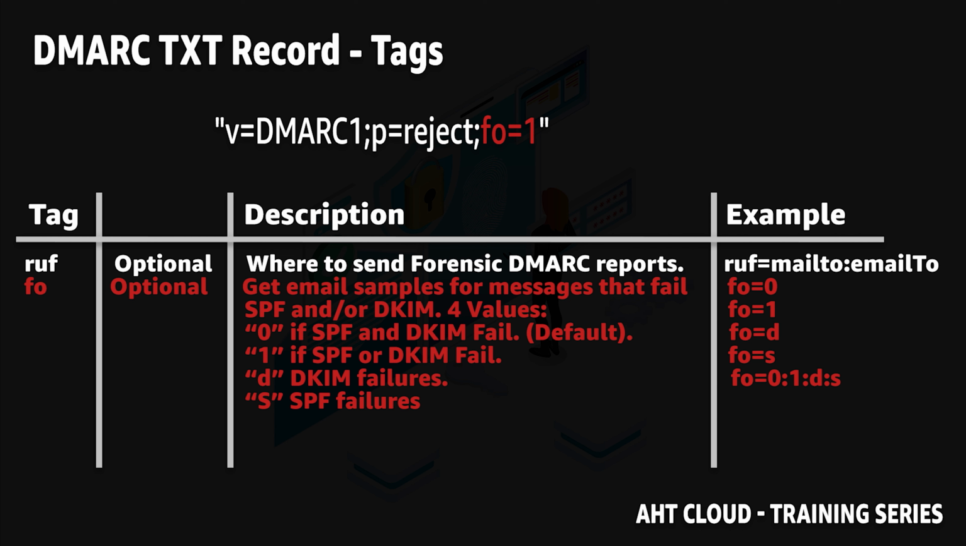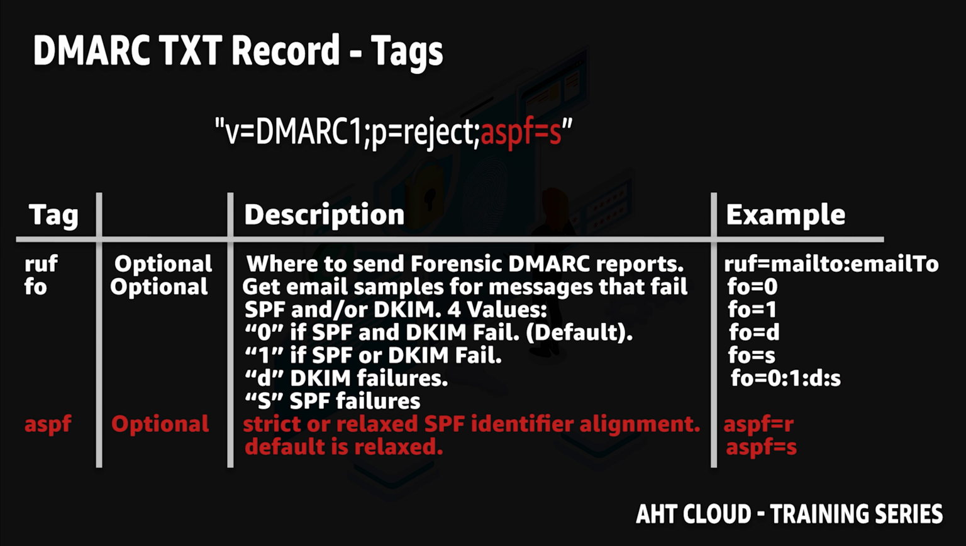The third option is the D value, which basically generates reports only if your DMARC failed. Then you have the S value, which generates reports if your SPF fails. You can specify multiple values by separating them with a colon. I personally recommend you set the FO tag to 1, so you can receive a copy of any email sent on your behalf that fails either SPF or DMARC authentication.